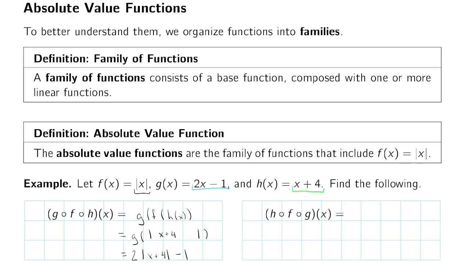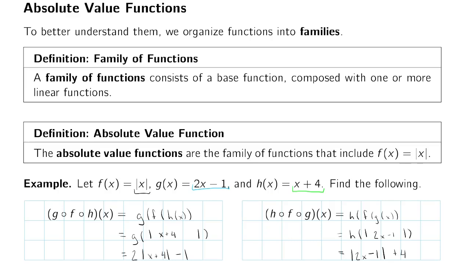minus 1. Or if we go in the other direction, h composed with f composed with g, that's going to be h of f of g of x. So that's going to be h of f, the absolute value. We apply it to g of x, 2x minus 1. And h just takes its argument plus 4. So the absolute value of 2x minus 1, plus 4.